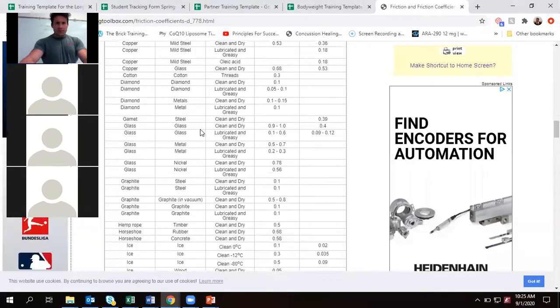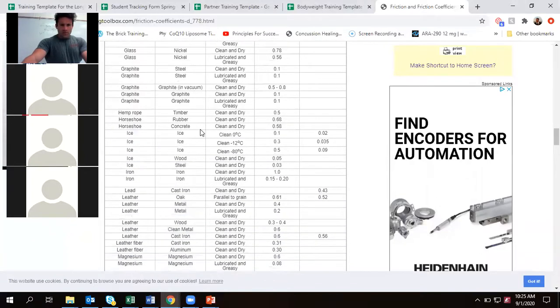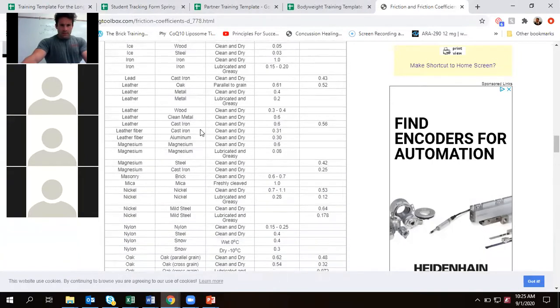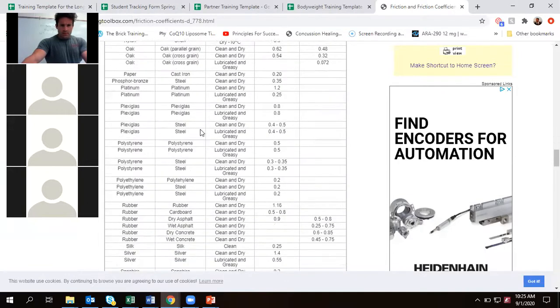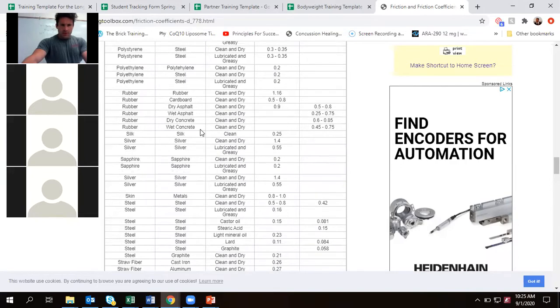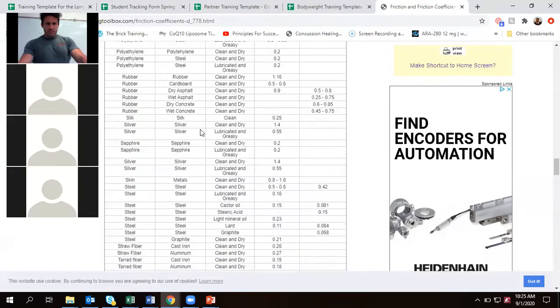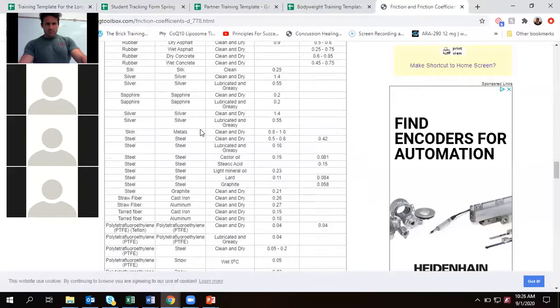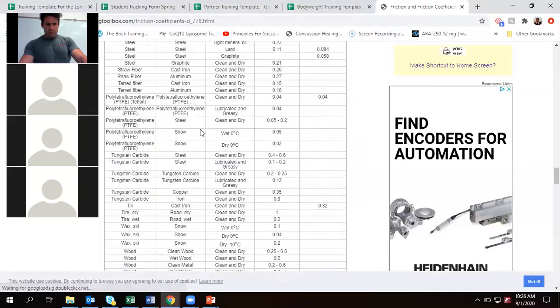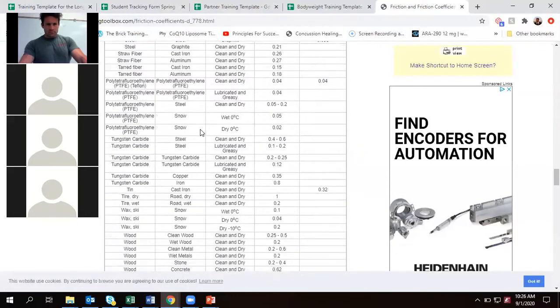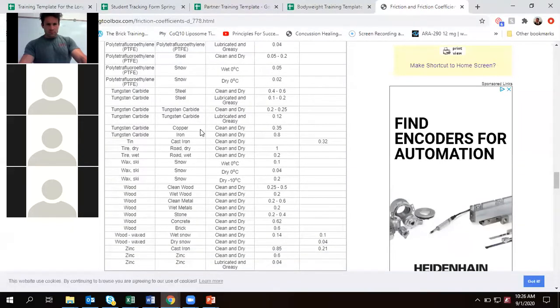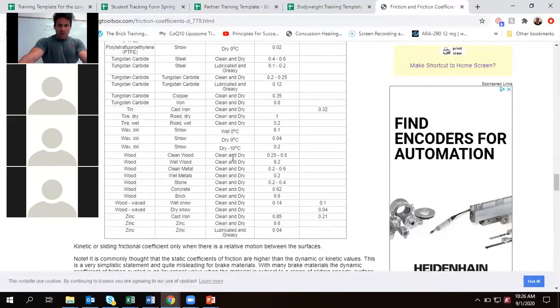So here what we have is different things and what's going across it. Turns out there is not a good number for skin. That's too bad. Actually, it's kind of interesting. I don't know if you guys can see it too well. The coefficient of friction between a tire when it's dry and the road is usually 1, but a tire when it's wet is 0.2. Which I guess makes sense in this example why it's so easy for you to slide when you're on certain surfaces.